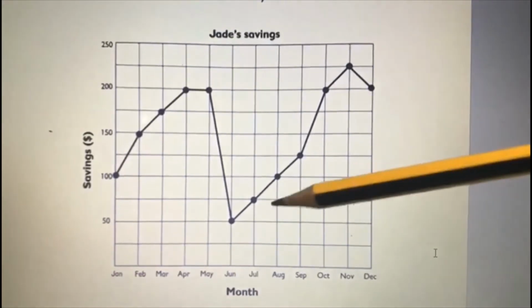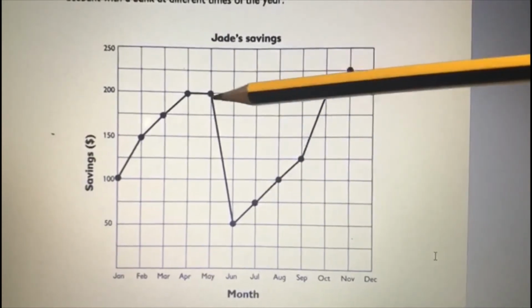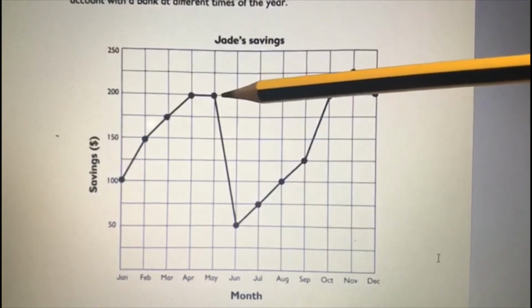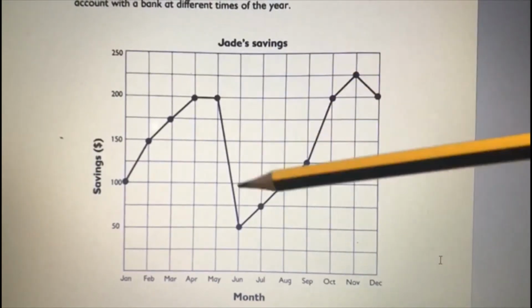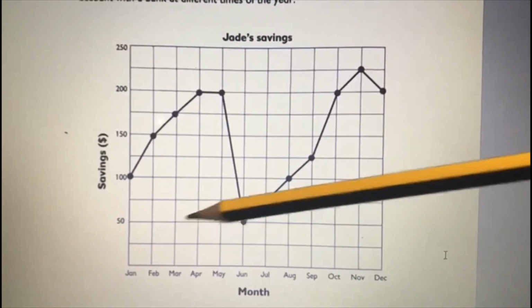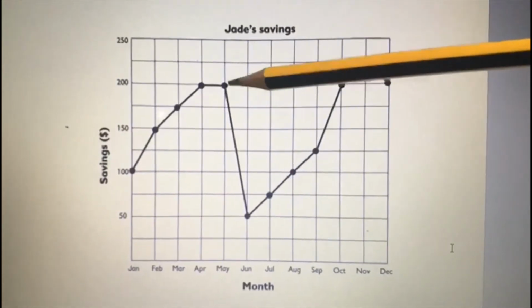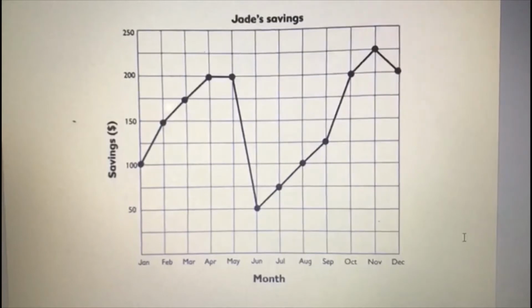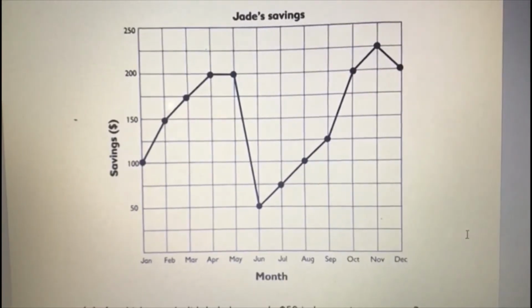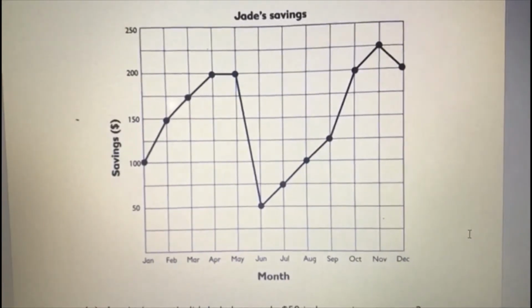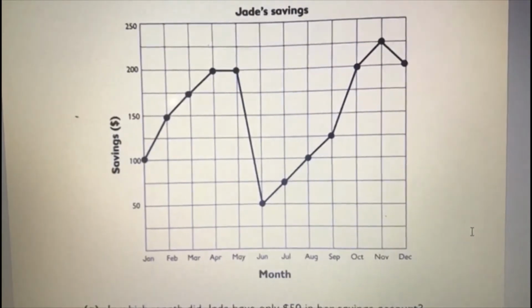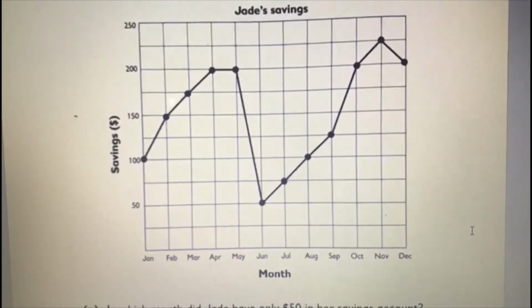So I will say the answer is June. Why? You can see here, what was her saving? It was 200. See, it has a drop here down to 50. That means from 200 it has dropped to 50. That means she spent $150 on something else. So obviously it will be for this mobile. So your answer will be June.